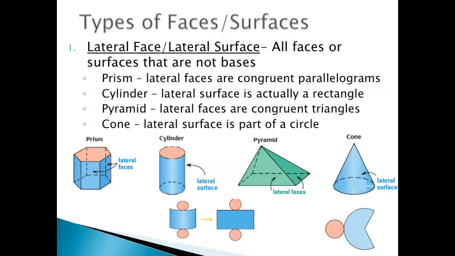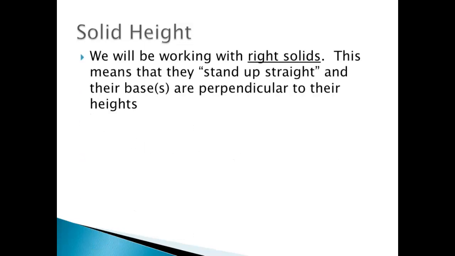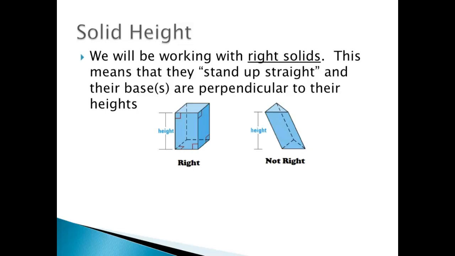Now the solids that we're going to be working with are what we call right solids. What this means is that they quote-unquote stand up straight and their base or bases are perpendicular to their heights. So here, for example, you can see on the left we have an example of a right solid because the base and the height are perpendicular to one another. But on the right, we have an example where clearly the base and the height are not perpendicular. So the case on the right, we are not going to be working with those examples in this class.